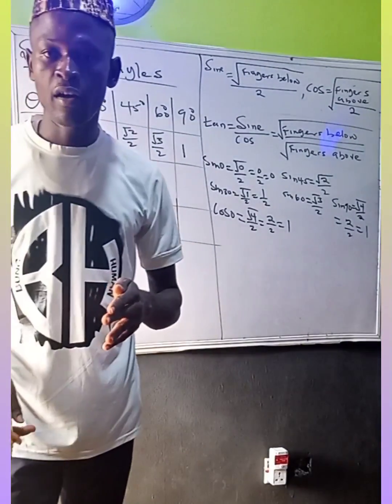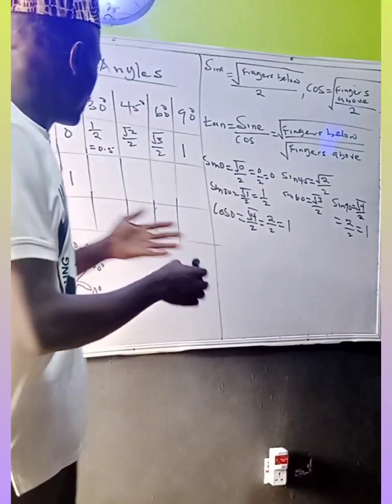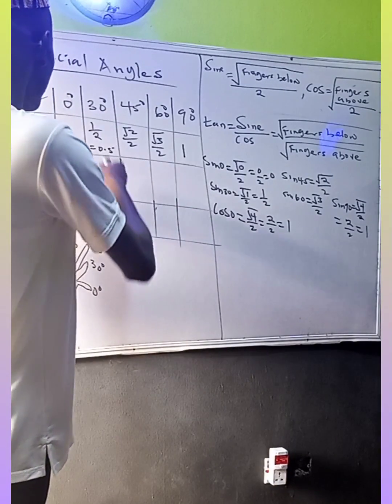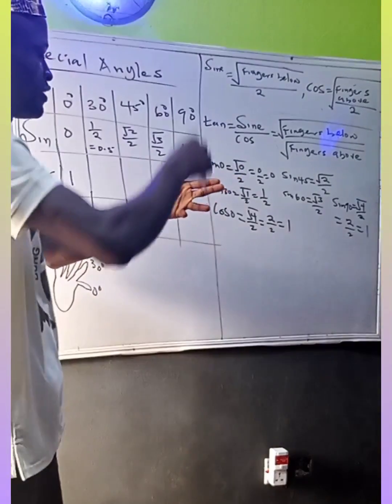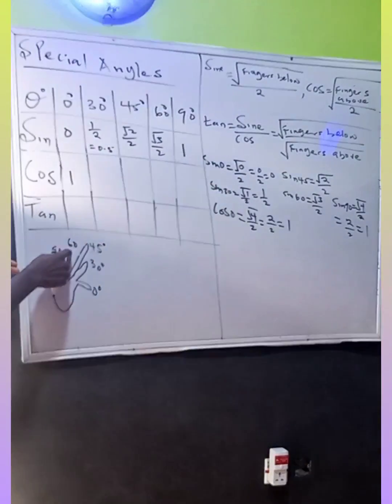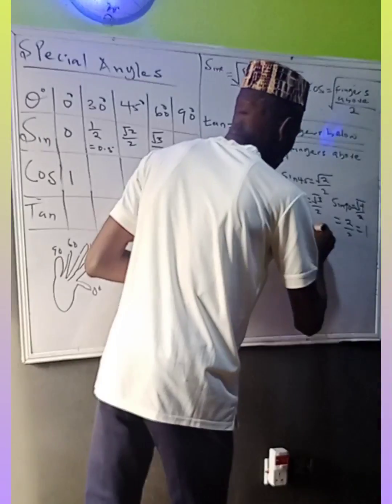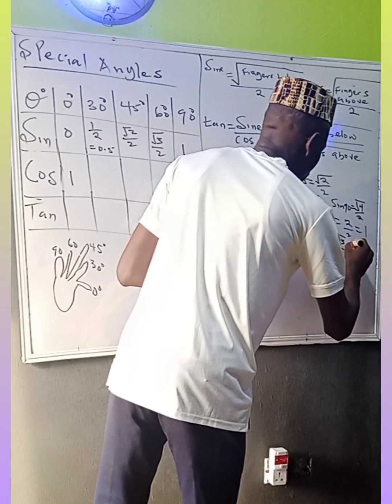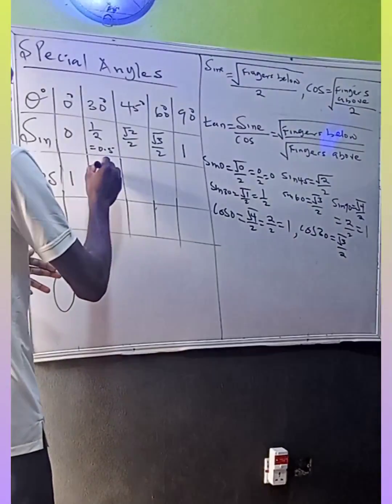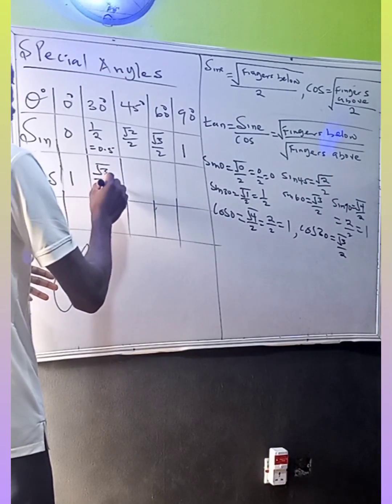Are you there? Can we proceed? Fantastic. The next one is cos 30. This is 30. How many fingers do we have above it? 1, 2, 3 above. So cos 30 equals the square root of 3 divided by 2.